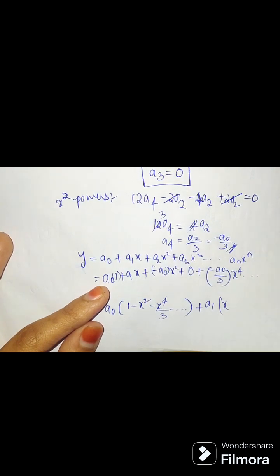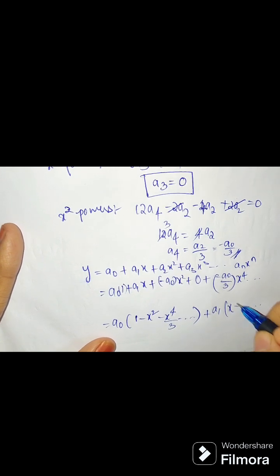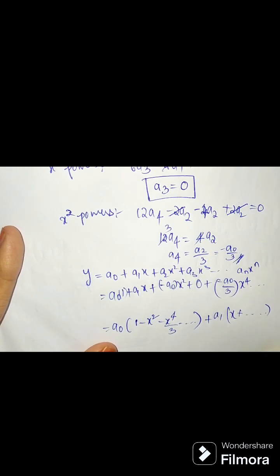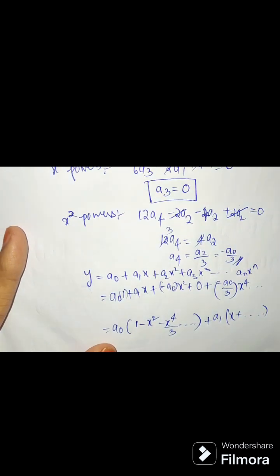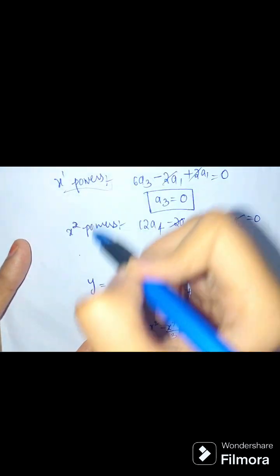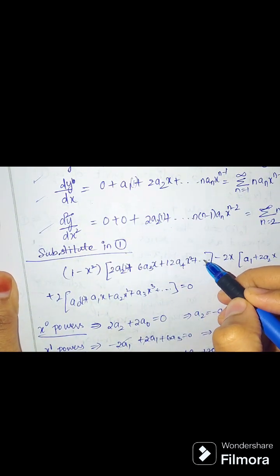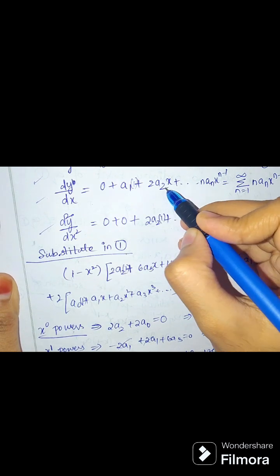If you want, you can leave it like this. Because if you want to find some more terms and you have time, you can do it, no problem. How will you find them? You have to find the x cube powers. If you find x cube powers, that means here you have to find the next term also.